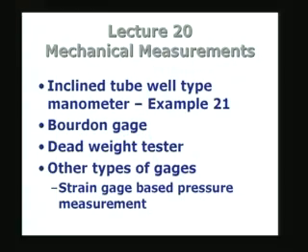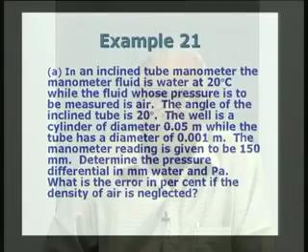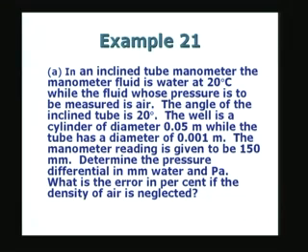So, to start with, let me just move on to example 21, which basically is a problem based on what we have covered in the earlier class, the last lecture. So, we are given an inclined tube manometer and the fluid is water at 20 degrees Celsius, that is the manometer fluid, and the pressure to be measured is that of air, and the angle of the inclination of the tube is 20 degrees. If you remember theta, the angle.